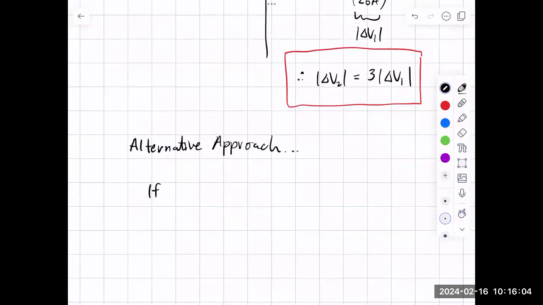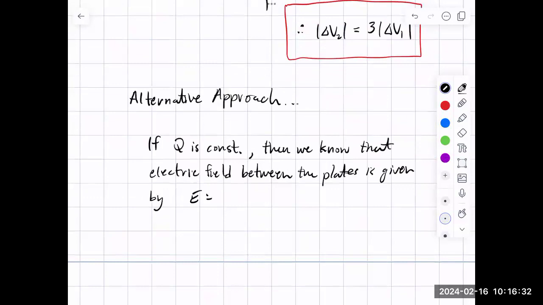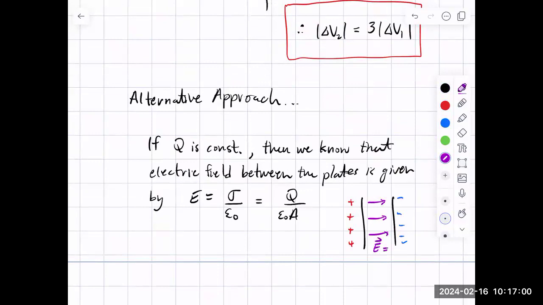So if Q is constant, then we know that the electric field between the plates is given by, let's see, E was equal to sigma over epsilon naught, but sigma is just the charge per unit area. Okay, so let's just draw a picture of that. So here's our positive plate, here's our negative plate, and then we have an electric field that points from positive to negative. And so here's our electric field, sigma over epsilon naught.